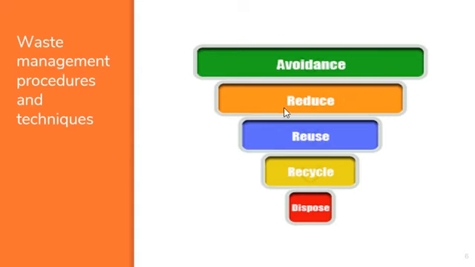So the next one here is reduce. If you cannot avoid waste materials, then you might want to reduce them. And so, if you try to reduce them, one way to do that is to reuse them. So that's the third. When you can reduce by reusing instead of throwing them away, then you try to find the ways in which you could use them again.